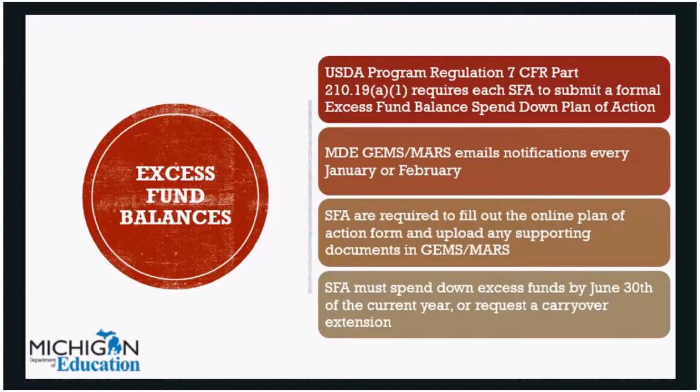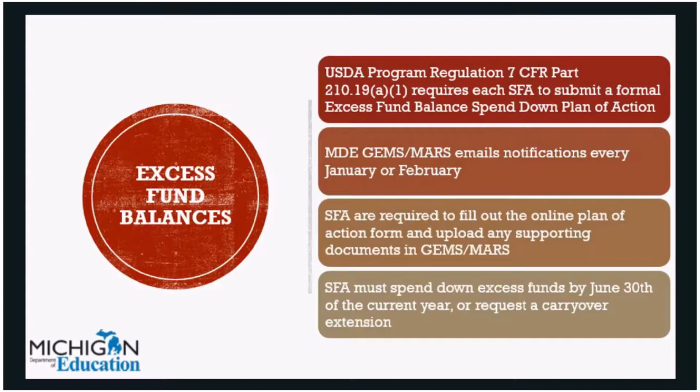Spend down plan of actions are required by MDE if an SFA's net cash resources exceeds their allowable fund balance at year end. MDE sends notifications around January or February each year for the previously closed out school year. In fact, notifications just went out February 3rd for all SFAs with an excess fund balance from school year 18-19. It is a quick turnaround from the time our office sends out the notifications because we do expect that SFAs are already aware of their excess fund balance and have started to plan.